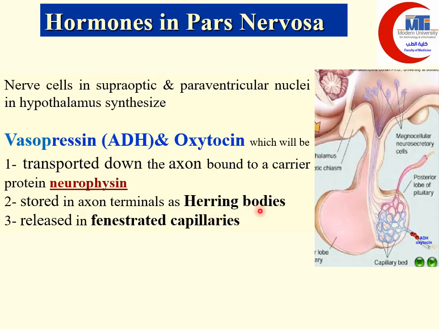As we mentioned, herring bodies are acidophilic structures surrounded by membrane and contain the neurosecretion that is vasopressin and oxytocin. These herring bodies are surrounded by fenestrated capillaries into which the hormones are released to reach the blood circulation. This axon terminal is surrounded by a network of fenestrated capillaries.